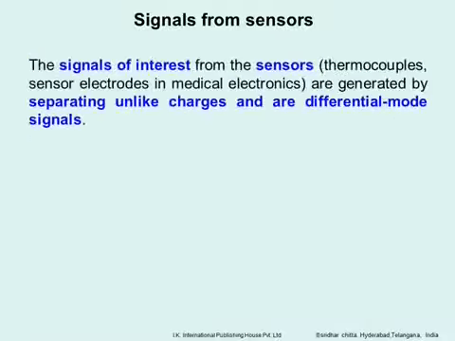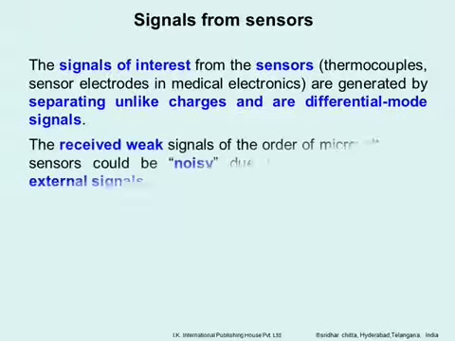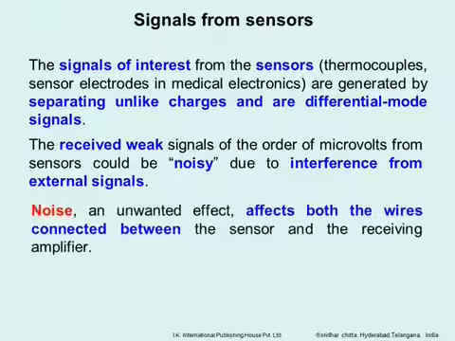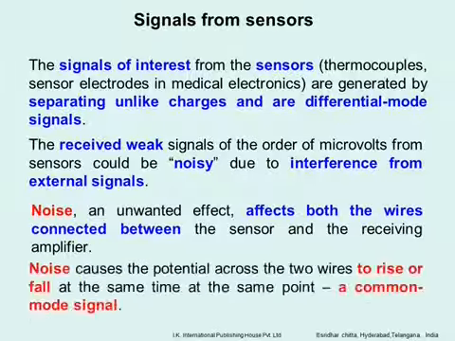The signals of interest from sensors such as thermocouples and sensor electrodes in medical electronics are generated by separating unlike charges and are differential mode signals. The received weak signals, of the order of microvolts, from sensors could be noisy due to interference from external signals. Noise, an unwanted effect, affects both the wires connected between the sensor and the receiving amplifier. Noise causes the potential across the two wires to rise or fall at the same time at the same point, a common mode signal.